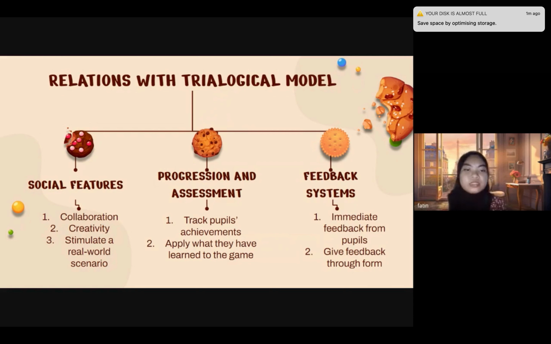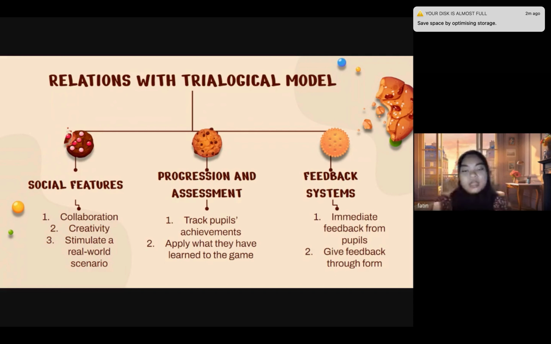And then in terms of progression assessment, this game allows the teachers to track pupils' achievement, and the learners can apply what they have learned. For example, they have learned about the collective noun in the class, so the teacher can use this game to test if they understand, if they know how to use the collective noun in a real life context.